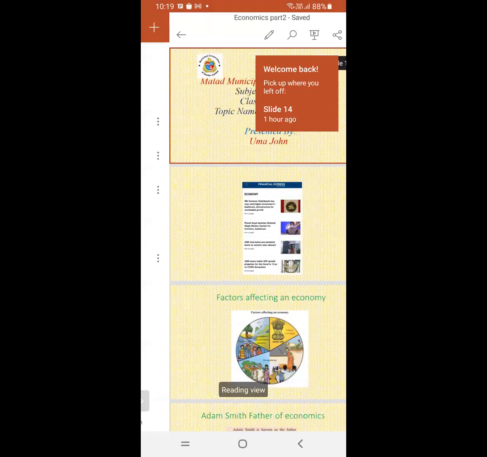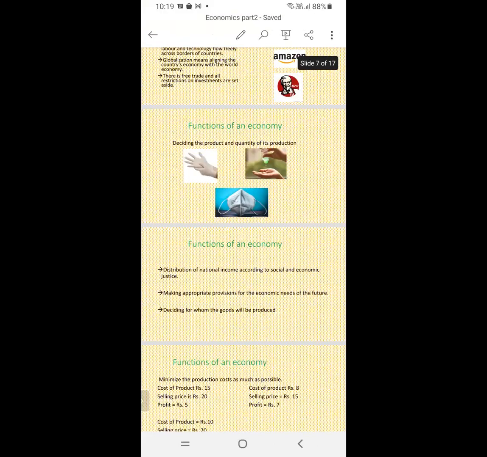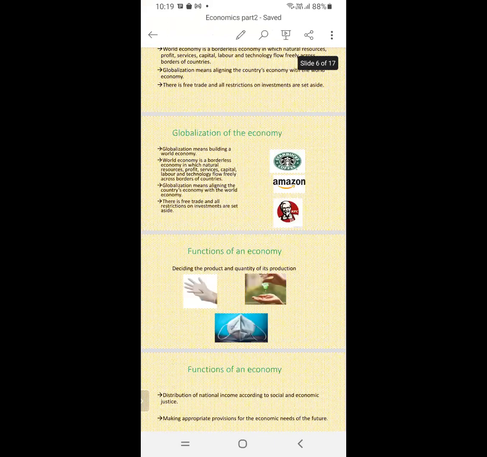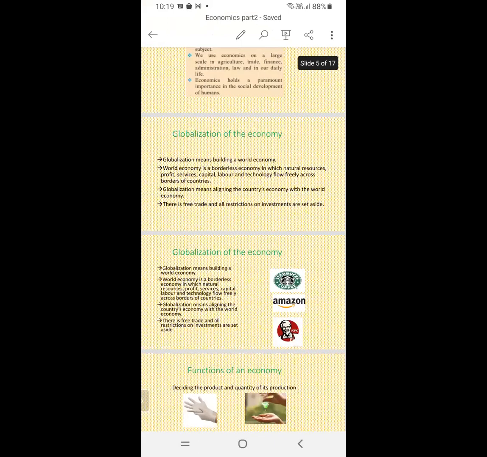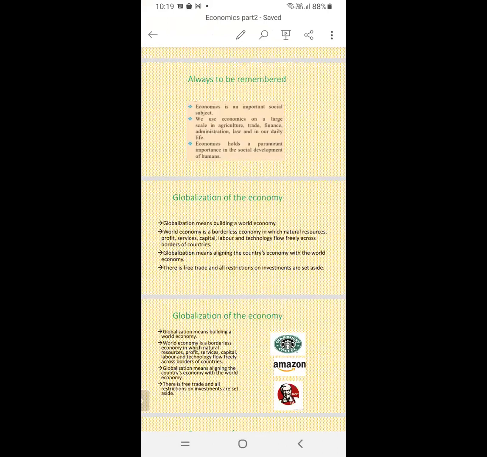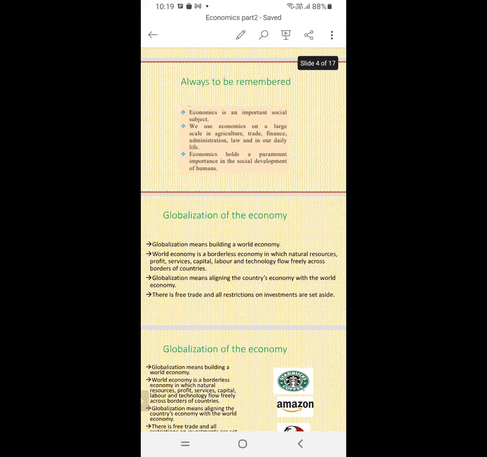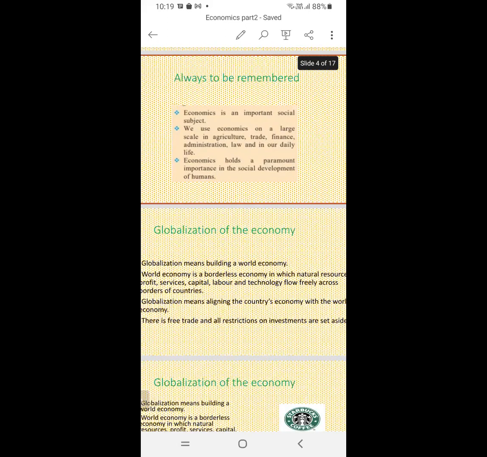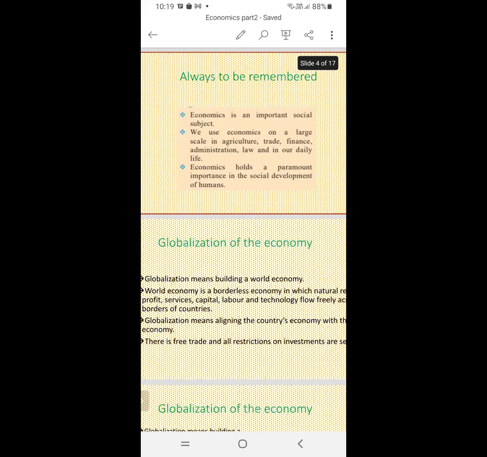Now I am going to explain the functions of economy. Always remember, economy is important, and this point is in your book, page number 65. Economy is an important social subject. We use economics on a large scale in agriculture, trade, finance, administration, law, and in our daily life. Economics holds paramount importance to the social development of humans. These are the main points you should remember.